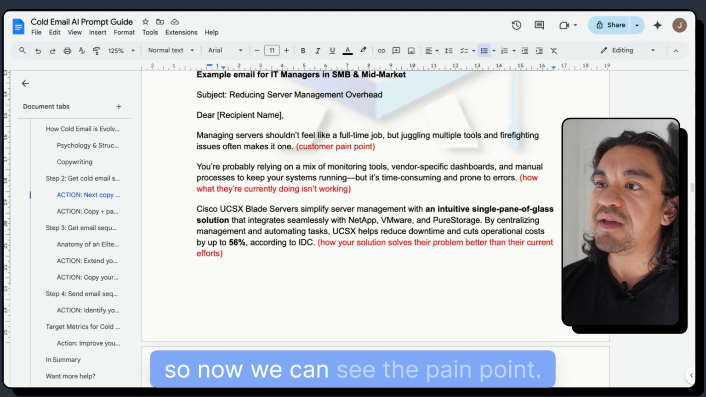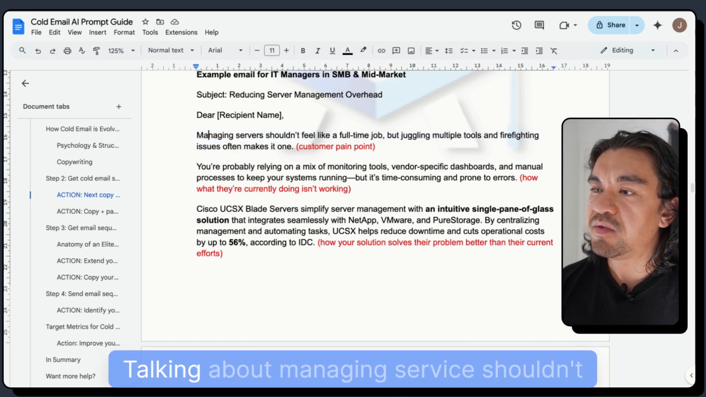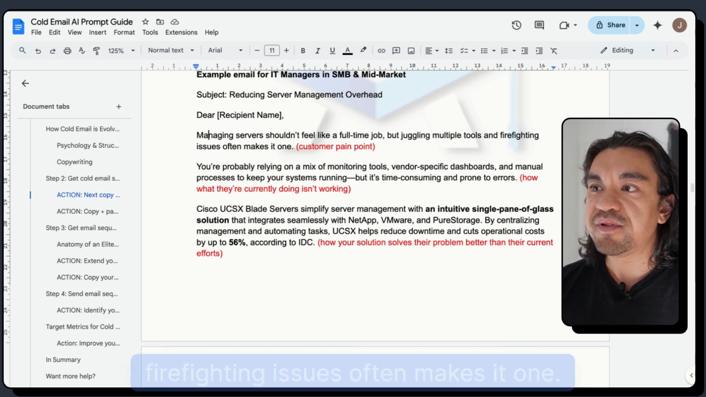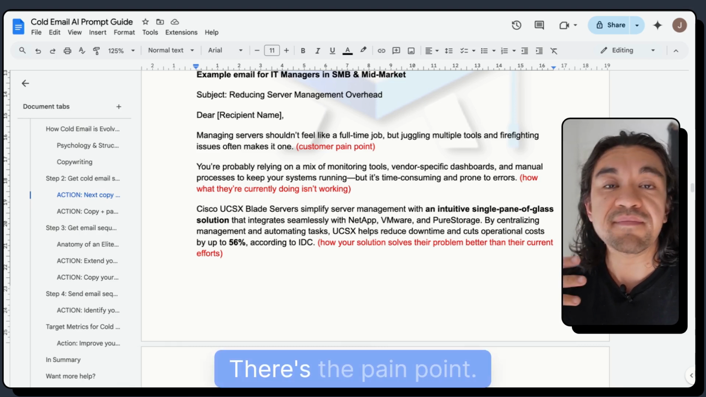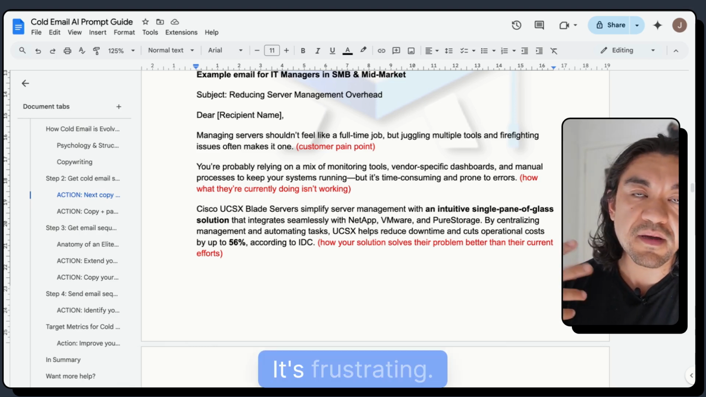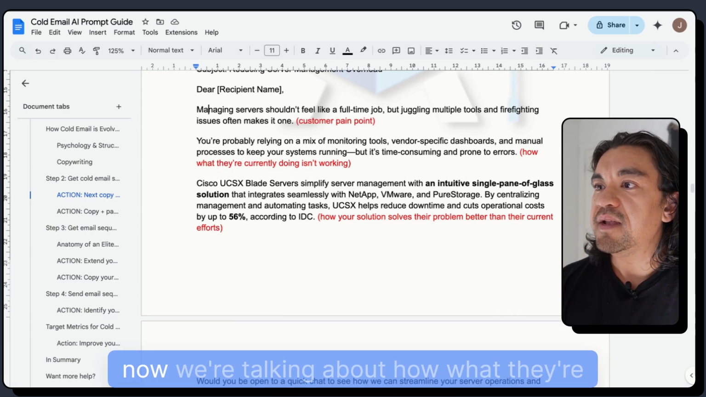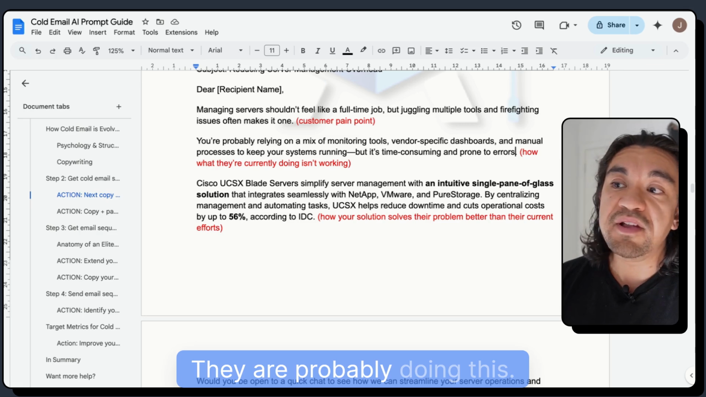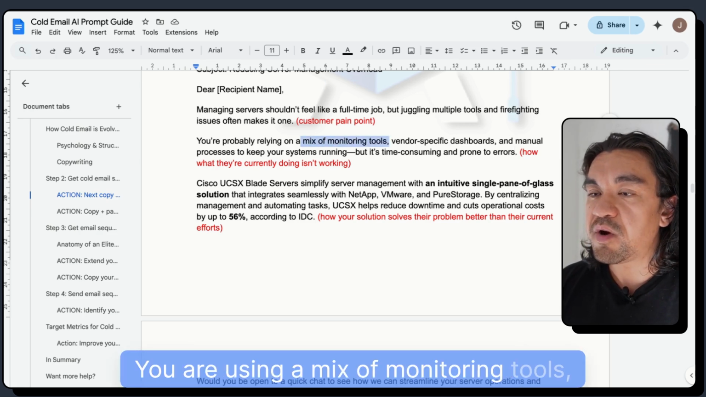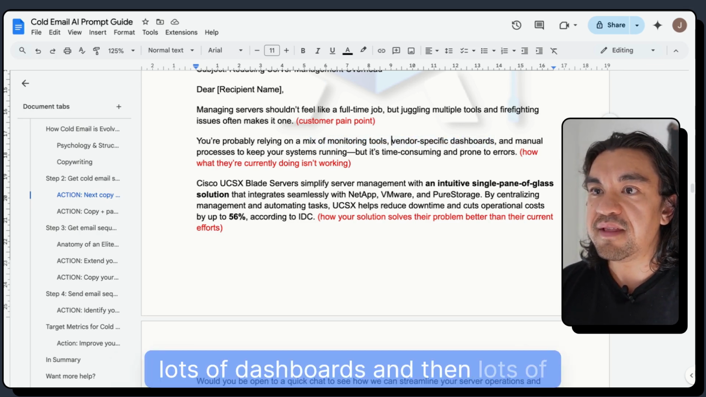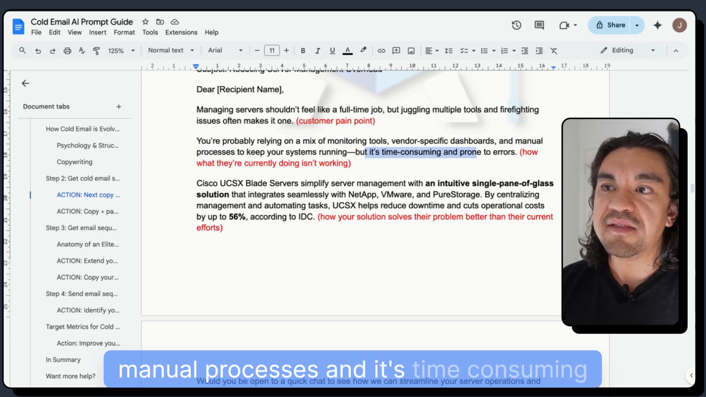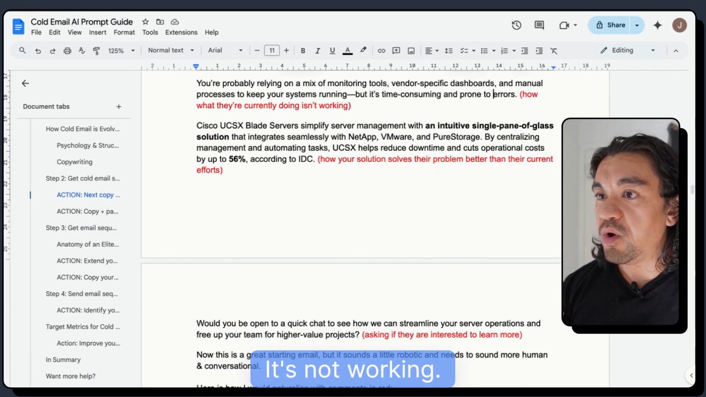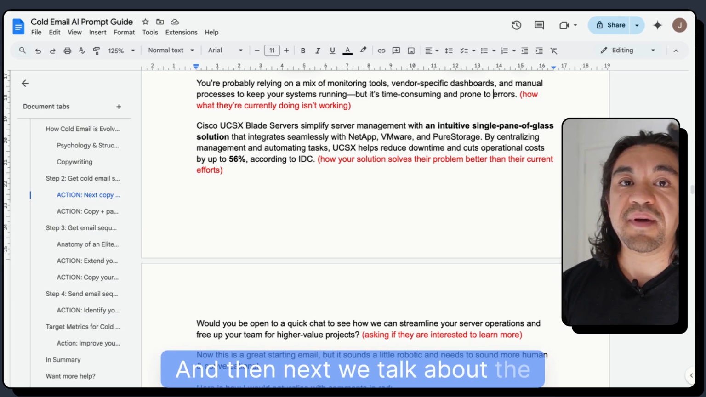Okay, so now we can see the pain point. That's the PAS, right? Talking about managing service shouldn't feel like a full-time job, but juggling multiple tools and firefighting issues often makes it one. There's the pain point. This is what they're doing. Oh, it's frustrating. Okay. Now we're talking about how what they're currently doing isn't working. They're probably doing this. You are using a mix of monitoring tools, lots of dashboards, and then lots of manual processes, and it's time consuming and prone to errors, right? We've highlighted what they're doing. It's not working. And then next we talk about the solution.